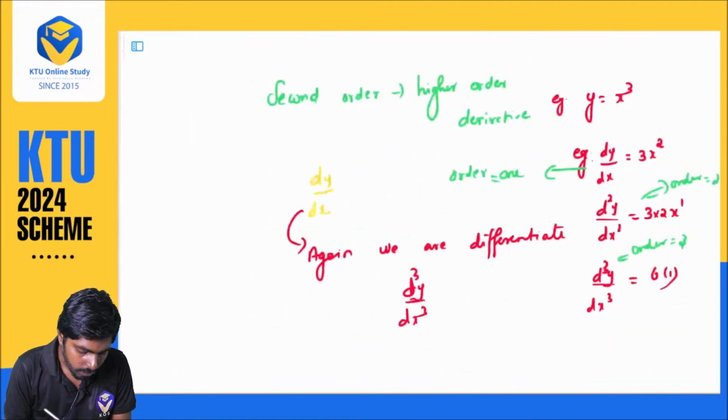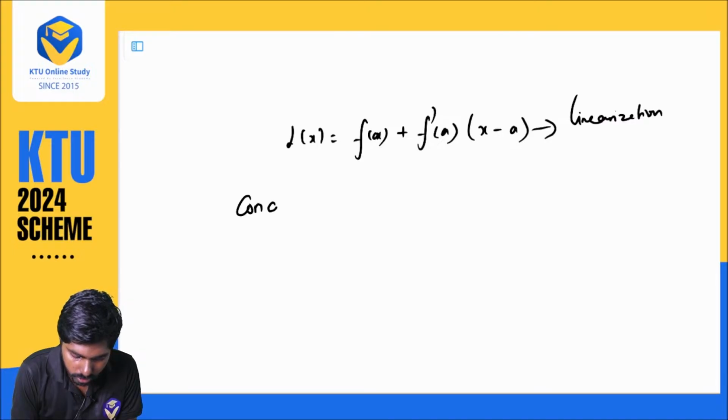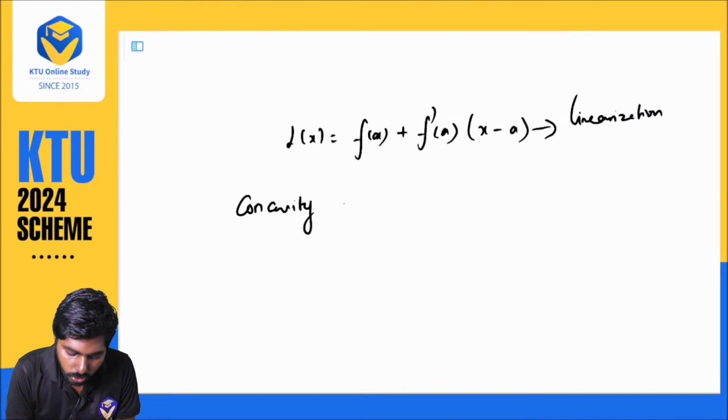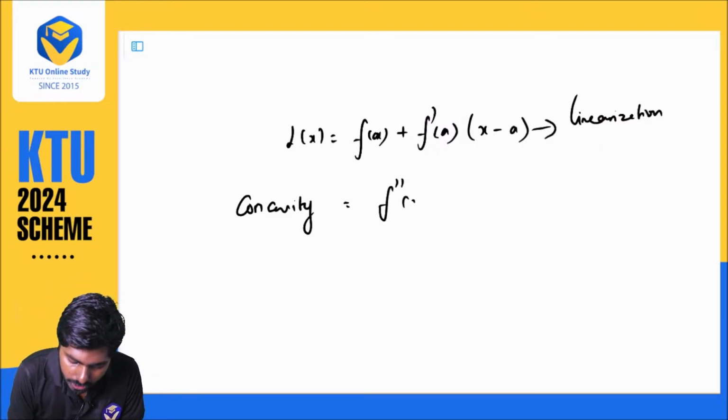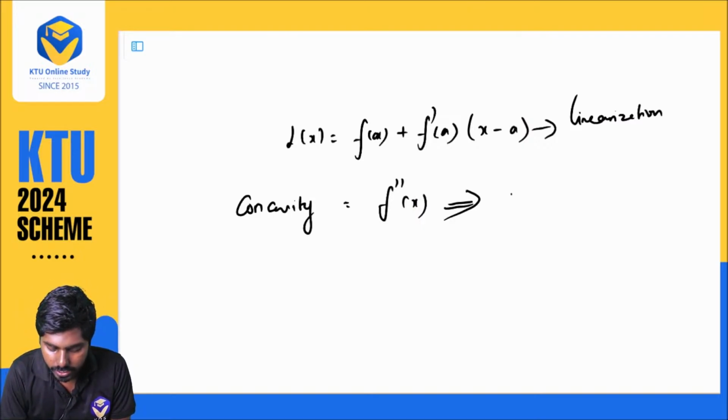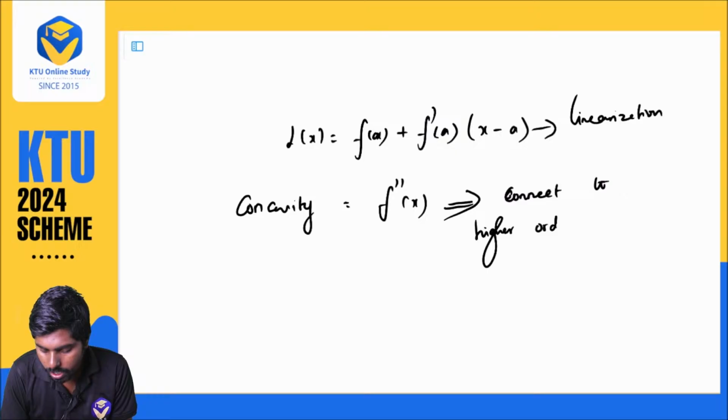And when it comes to concavity, concavity is also a very easy topic. You want to know the formula. Here also you need to know the formula, that is f double dash of x. This is the thing they are expecting. That means it is connected to higher order derivatives.